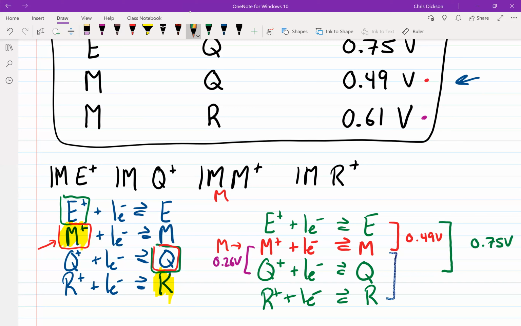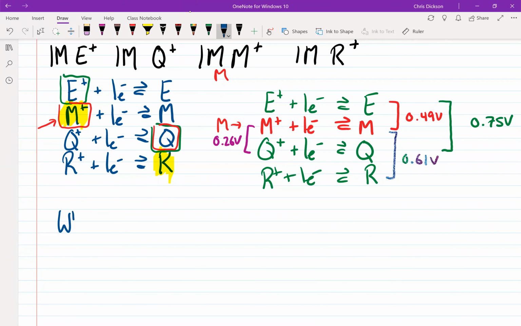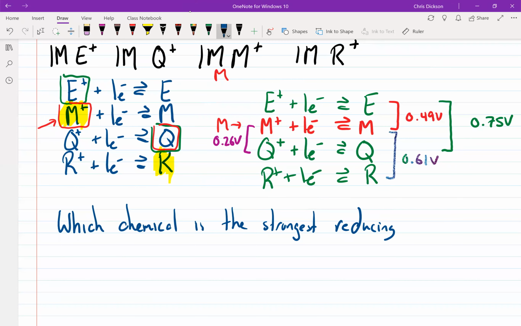That equals 0.61 volts. Okay. So that's sort of the ranking of this. So, let's say the question was, which chemical is the strongest reducing agent then? Which chemical is the strongest of the reducing agents?